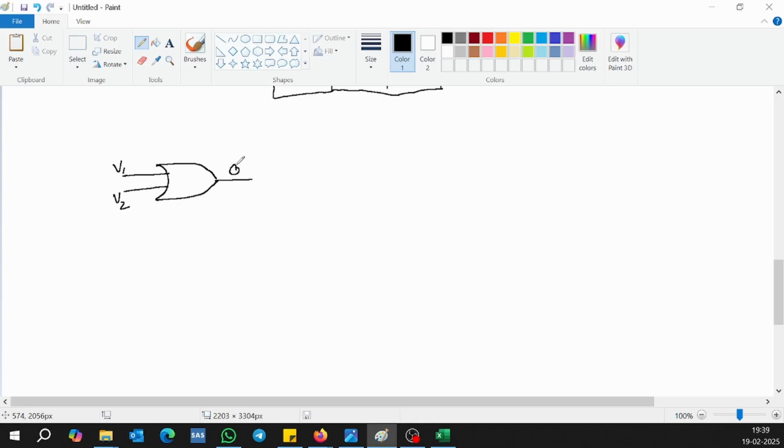How it functions is that if V1 or V2, any one of them is high, that means any one of them is 1, then the output of the OR gate will be high, or output will be 1. In all other cases, the output will be 0. So let's see how the truth table looks like. This is the OR gate, and this is the truth table. Let me draw the truth table here.